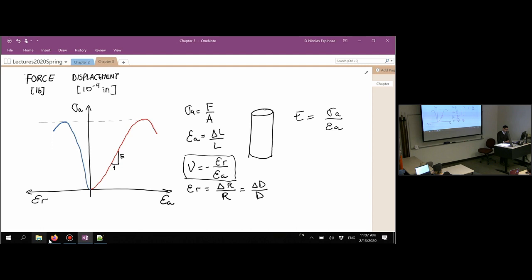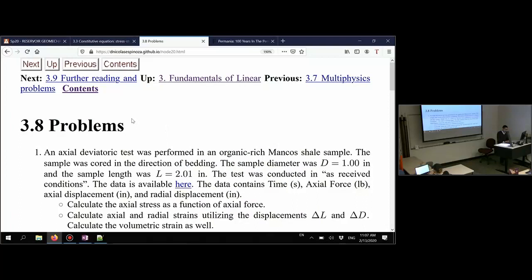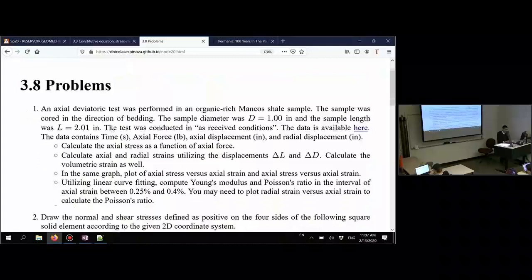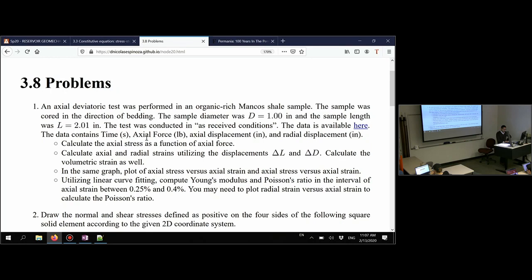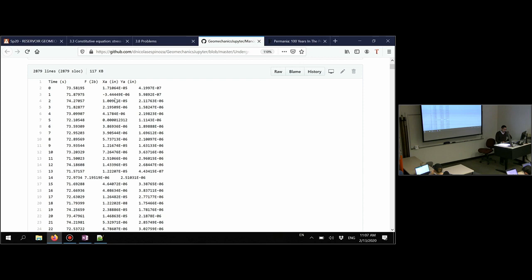All right. So this is what you have to do. Go to the problem section in chapter 3. And here you will see that this is the first problem that we're going to solve. You need to click on that link where it says the data is available here. And when you click on that link, you're going to get to a data file which shows an experiment of loading, measuring displacement in the direction of loading, but also perpendicular to loading, right? So I'm going to copy all this data.